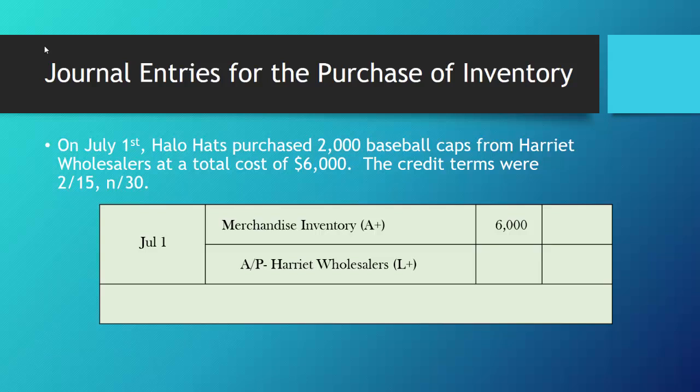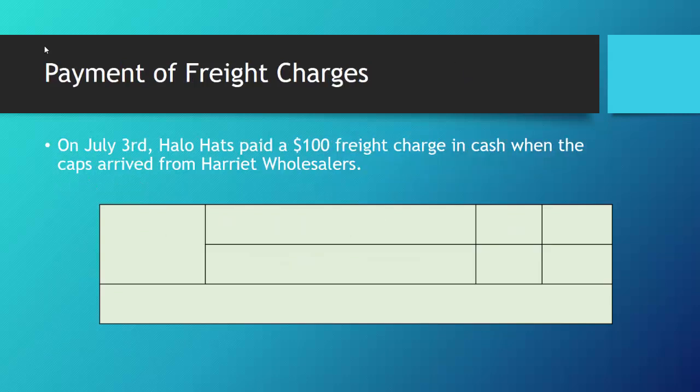Those are called sub-accounts. We're going to make our own separate payable account for Harriet Wholesalers called AP-Harriet Wholesalers. It is still a liability account, and like all liability accounts, it still goes up with a credit. So we're going to assume that we're missing that 2% discount, and we're going to eventually have to pay Harriet Wholesalers that $6,000 in full, and we credit AP Harriet Wholesalers for that $6,000. We purchased inventory on account, terms of $215 net 30.